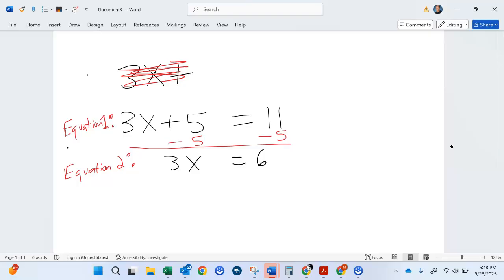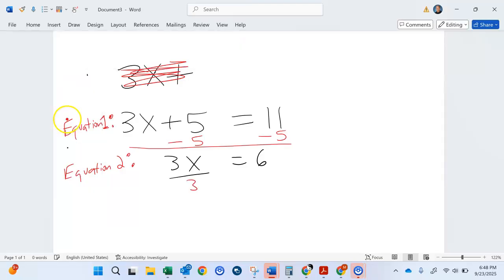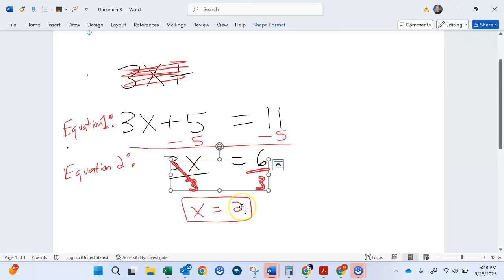Now, if I kept going, what would I do? I would divide by 3. Let me do it in red so you see it. I would divide by 3, right? And this would cancel, and I get x is equal to 2, correct? That's from this equation, okay? So we know that's the correct answer, right? But is it correct for both equations?